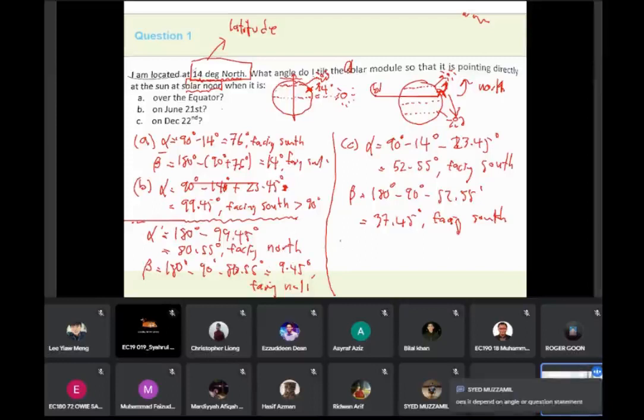First of all, we need to know our latitude. The very first is the latitude of us, of me. It's not the angle, it's the location. It's the latitude of the location, the latitude of the modules, the latitude of the person. It's all about location.